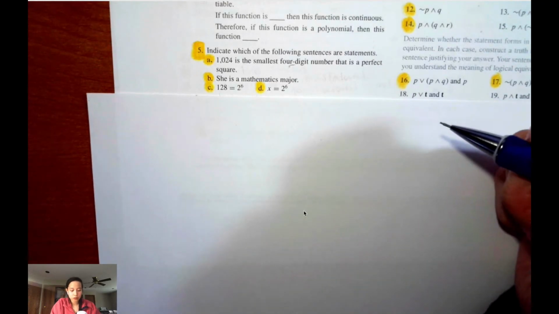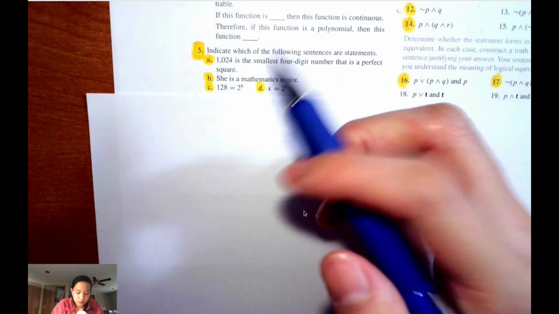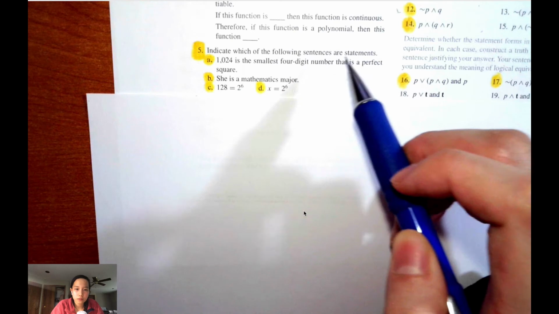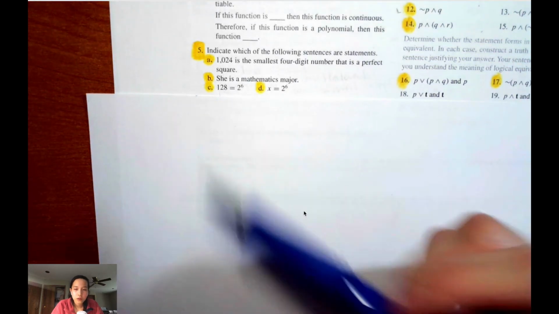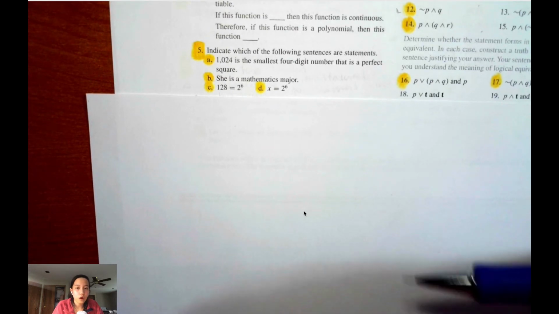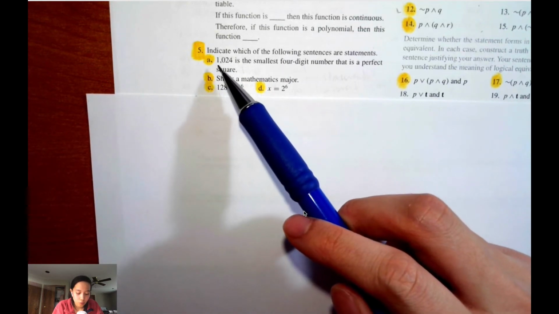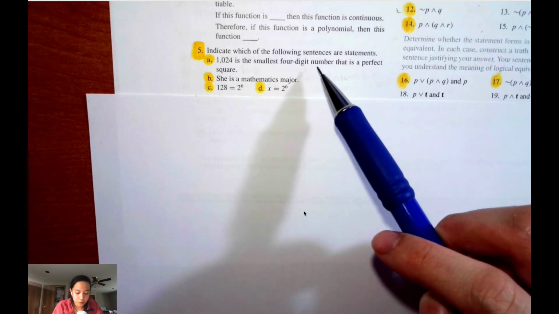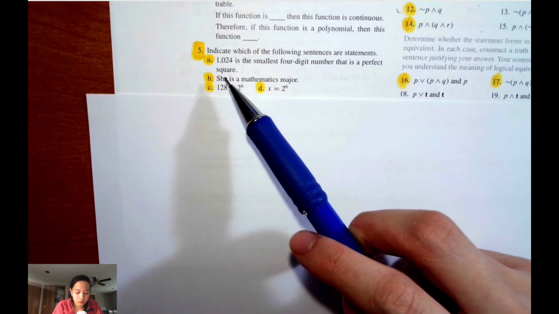Okay, so let's look at this question. It says, indicate which of the following sentences are statements. So we know that a statement is a sentence or expression that is either always true or always false, but it can't be both. So 5a says, 1024 is the smallest 4-digit number that is a perfect square.